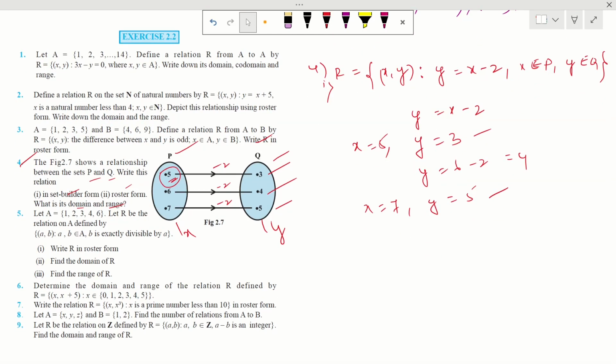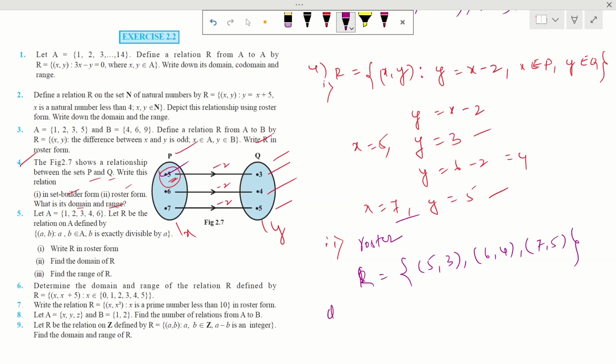Okay, then we have to write this one in roster form. How can we write the roster form? When we put the value 5 we are getting 3, when we put 6 we are getting 4, and when we put 7 we are getting 5. And this is the roster form.